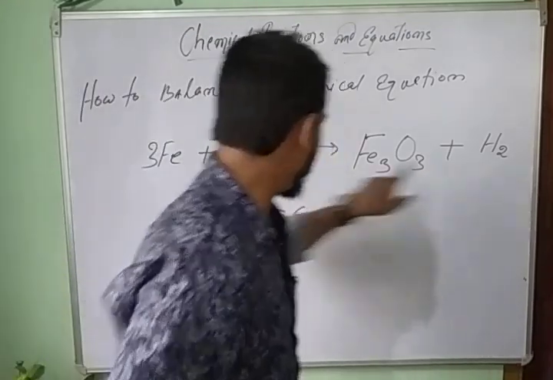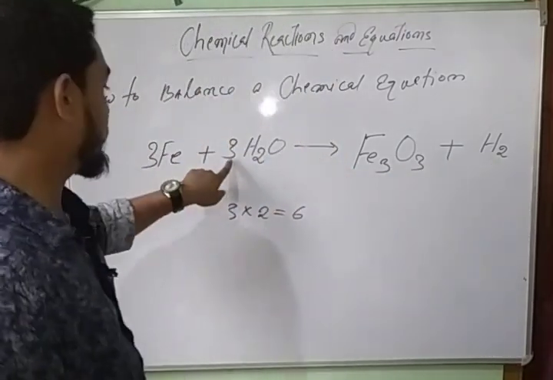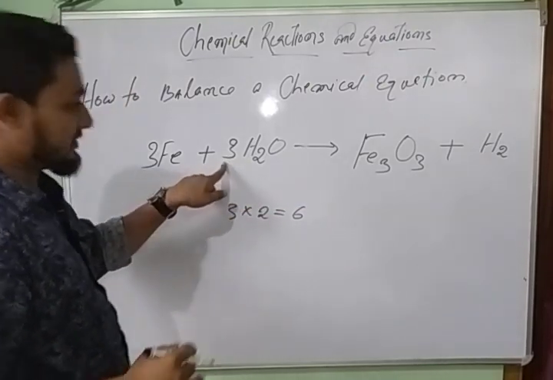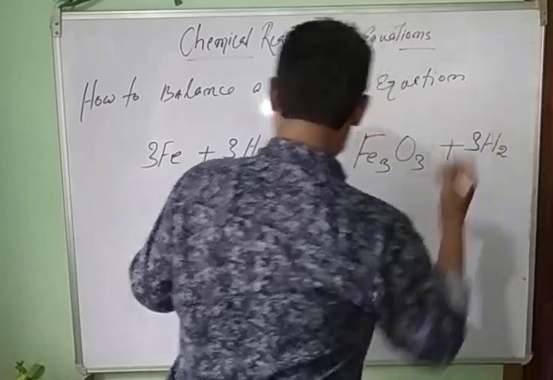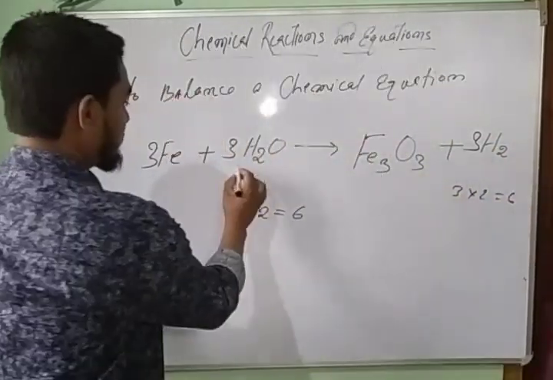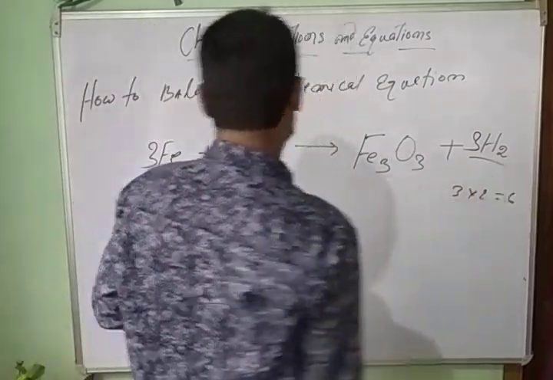Here the coefficient is the same, so you just put the coefficient, the suffix is the same. You simply use the coefficient in the same way. 3 into 2, 6. In this way, the number of hydrogen becomes equal.